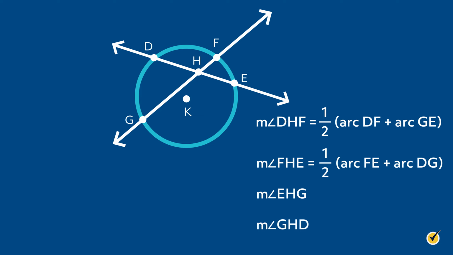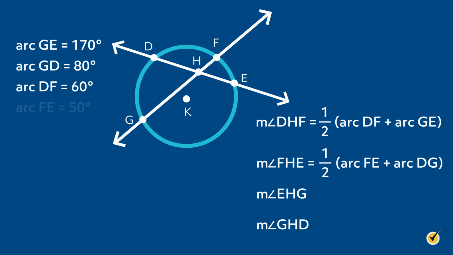Then we will use the vertical angle theorem to find the measure of angle EHG and the measure of angle GHD. Let's practice. The measure of arc GE is 170 degrees. Arc GD is 80 degrees. Arc DF is 60 degrees, and arc FE is 50 degrees.